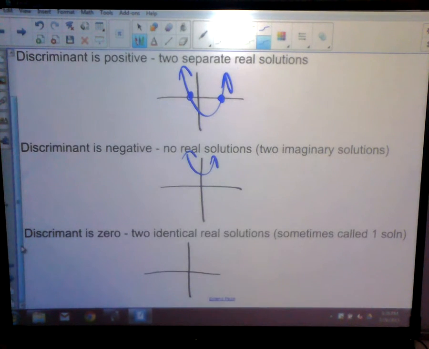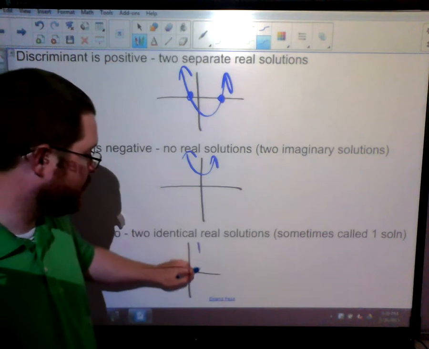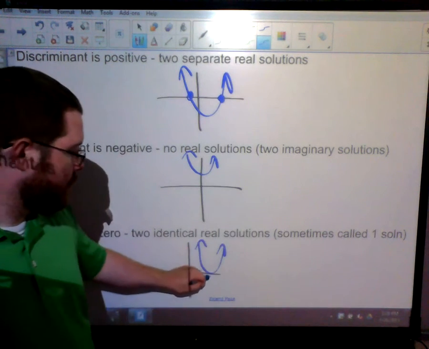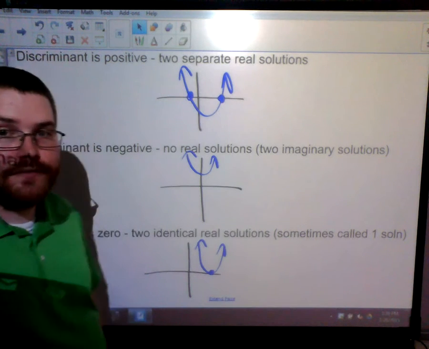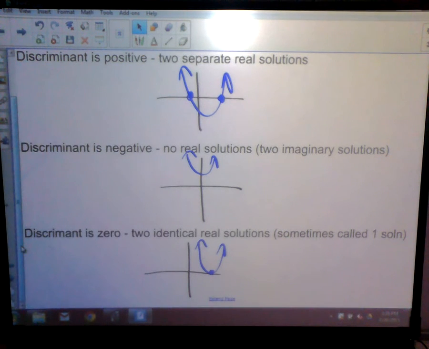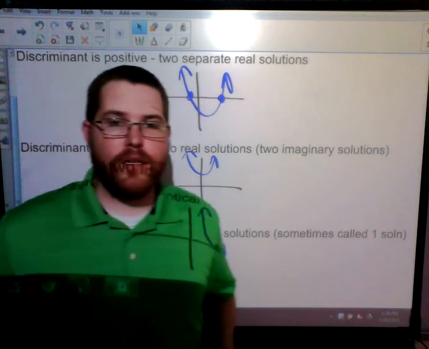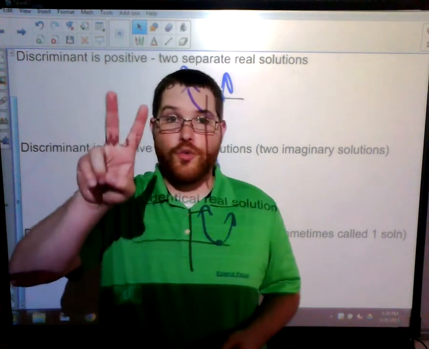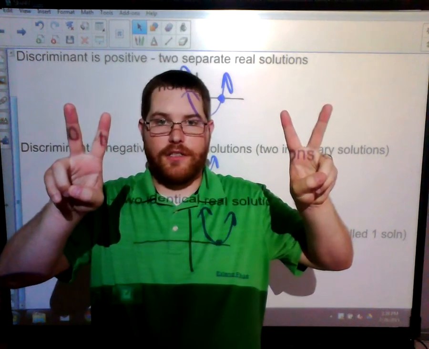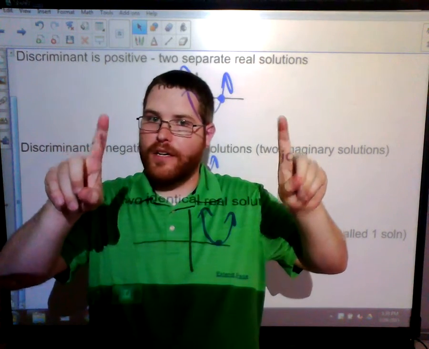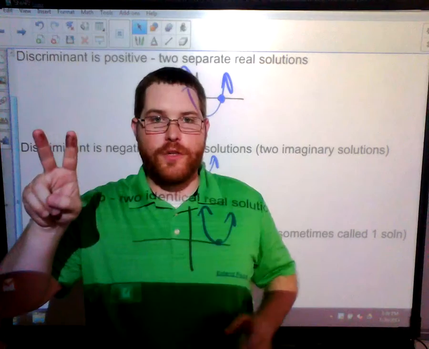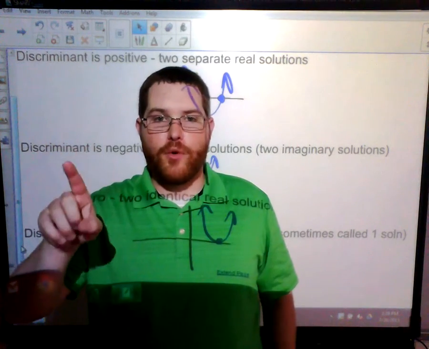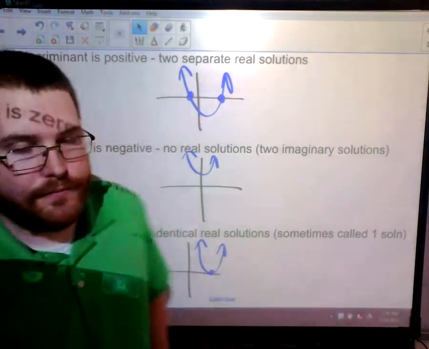If your discriminant is 0, you still have two solutions, but it's the same one twice. It's like x plus 5, x plus 5. So there's three possibilities for a parabola. You can have two real solutions, two imaginary solutions. You can't have one and one. Imaginary answers come in pairs. So what's my third possibility? The same real twice.